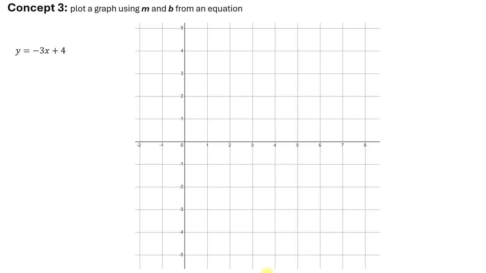Concept 3 involves the ability to plot a graph using m and b from an equation, where our equation is y equals -3x plus 4. The value of m is the number that's in front of the x term, or as we say, the x coefficient. So the x coefficient is -3, so we'll put that down as our slope. And our b value is simply, in this example, 4.